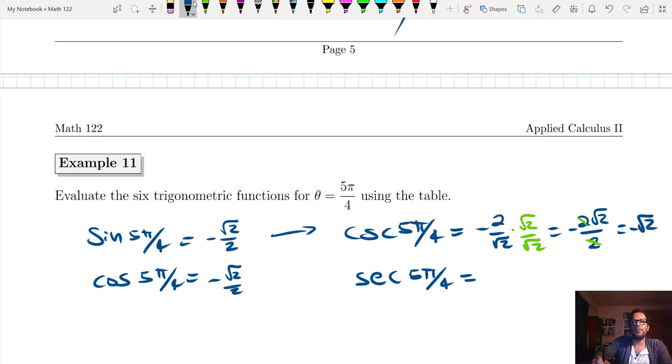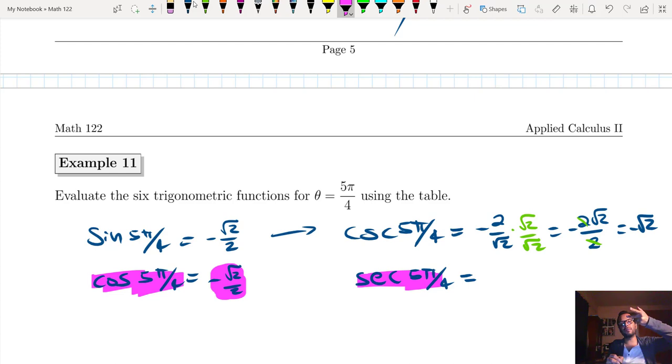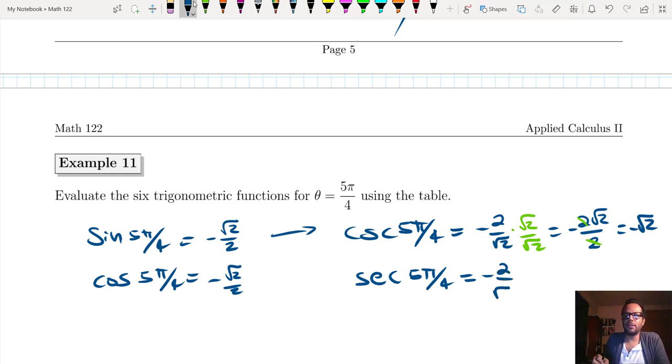Secant 5 pi over 4. The secant function is the reciprocal of the cosine function. If cosine is negative root of 2 over 2, then the reciprocal for secant would be 2 divided by negative root of 2, which is the same as cosecant. Do you notice that? I'm not going to do the rationalizing. It's the same process. That's negative root of 2.